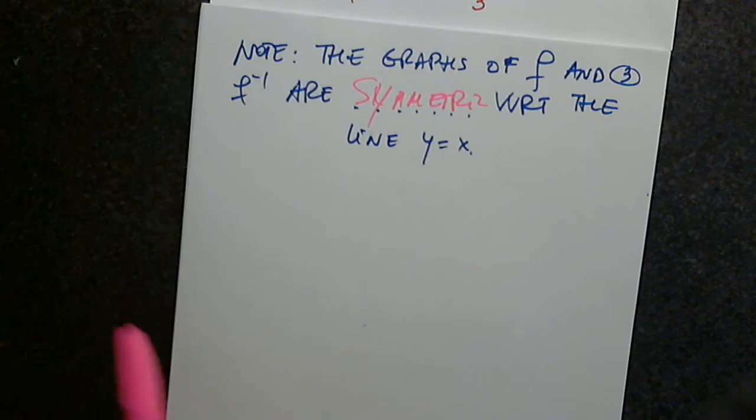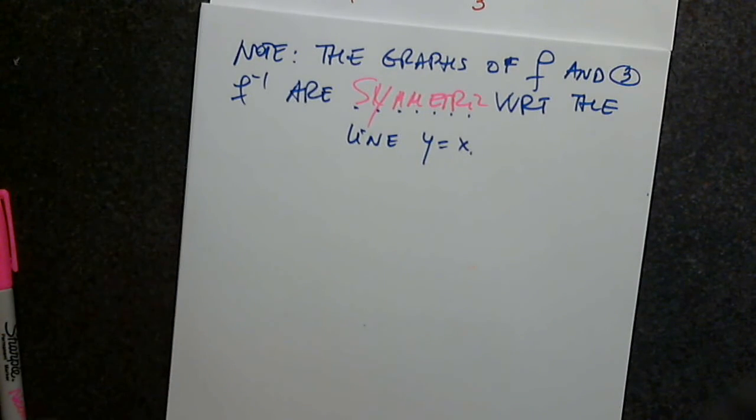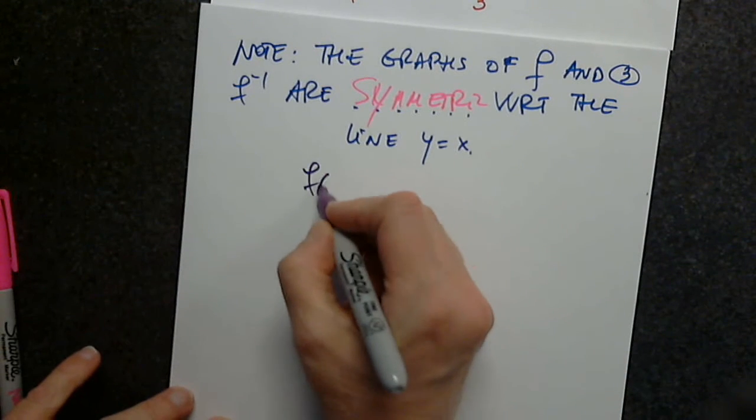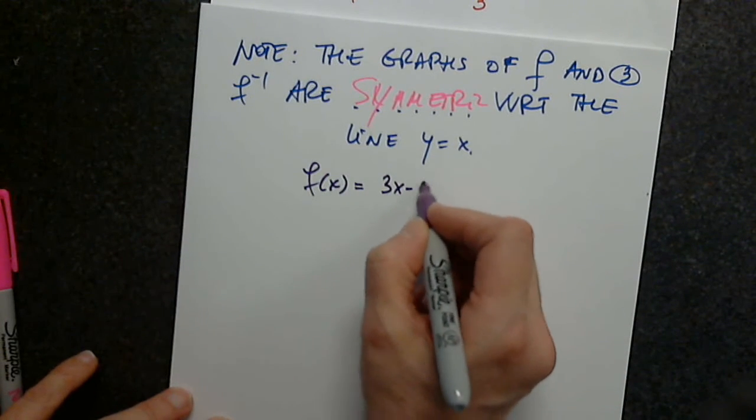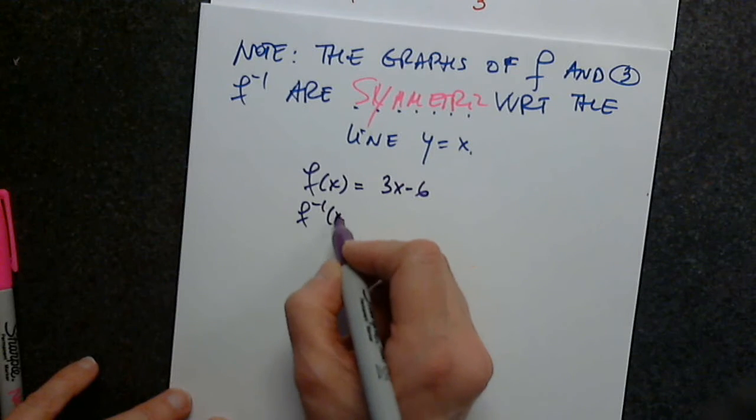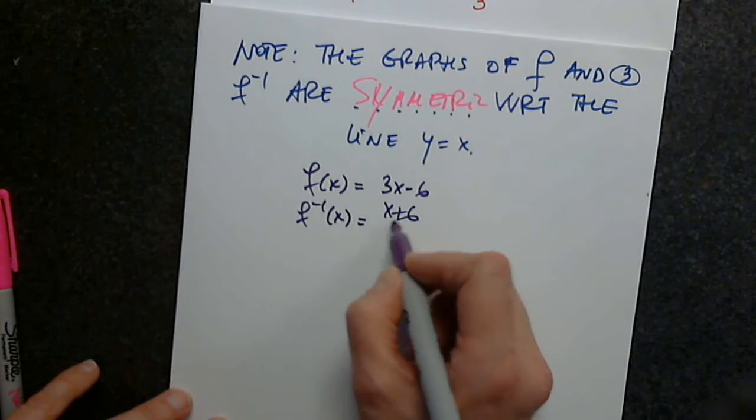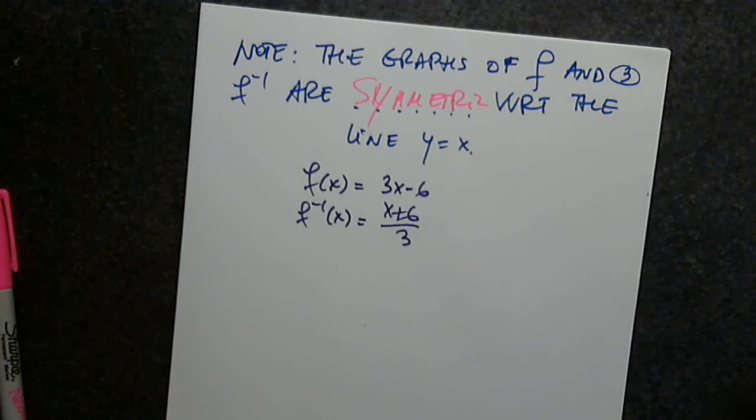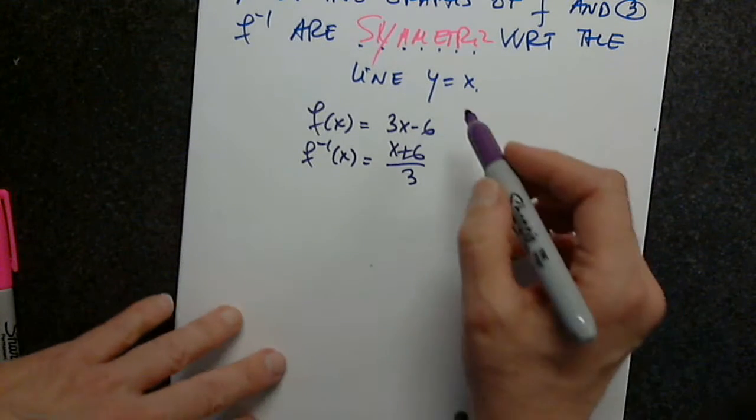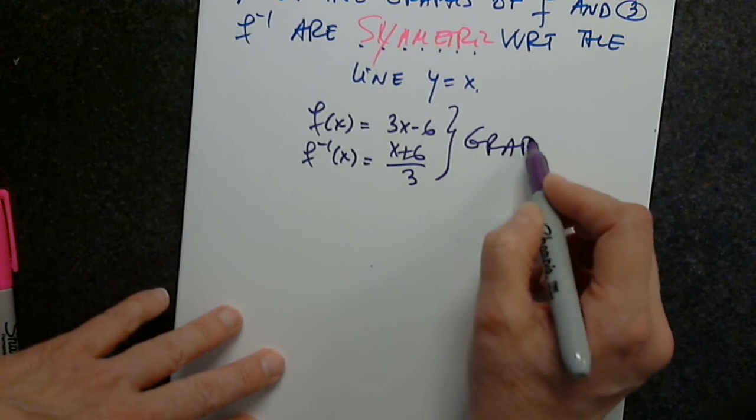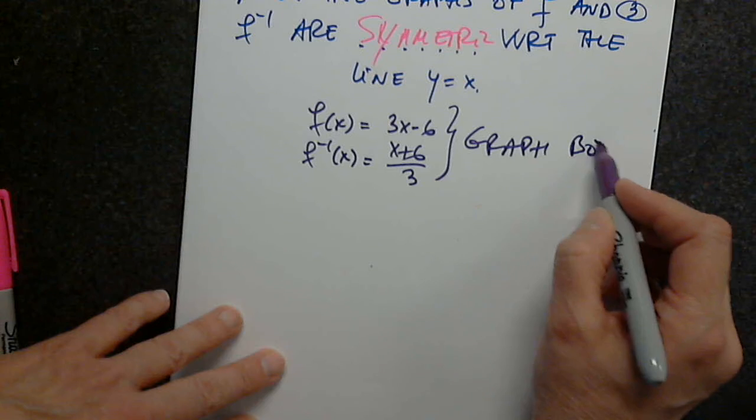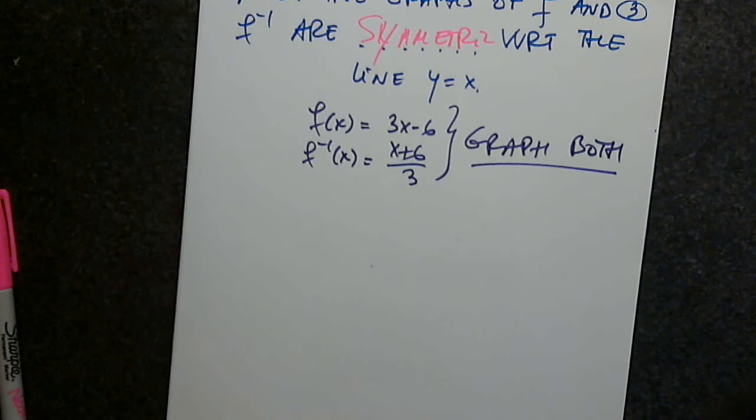Okay, so please remember, because I went to the next page, I'm going to copy f of x, which is 3x minus 6, and I'm going to copy here f inverse, which is (x plus 6) divided by 3. And now we're asked to graph both on the same coordinate system. I would like to start with the first one.